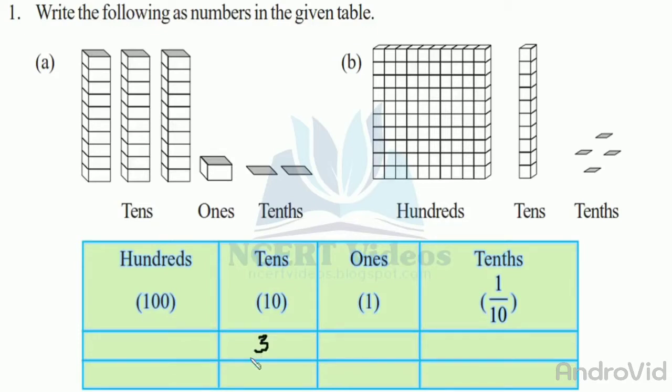So in the first question, we have 3 tens, 3 pillars, and 1 ones. So writing corresponding values, in the tens, we have 2 tens. So that makes our first question. And in the first question, we have hundreds, 0. Therefore, we write it as 0. In the B part, we have hundreds, 100.